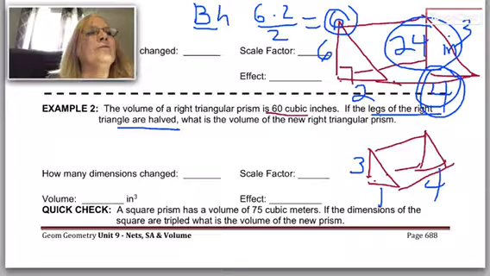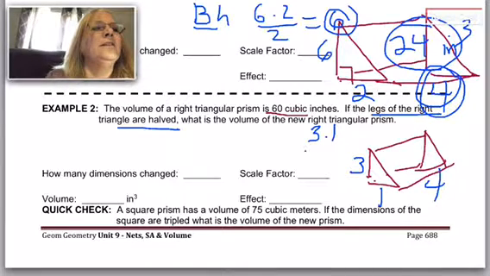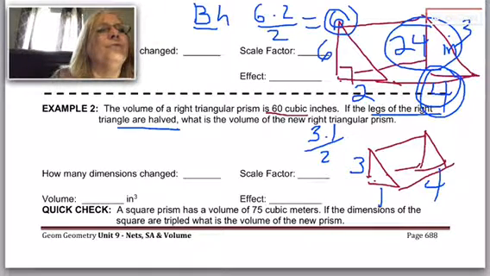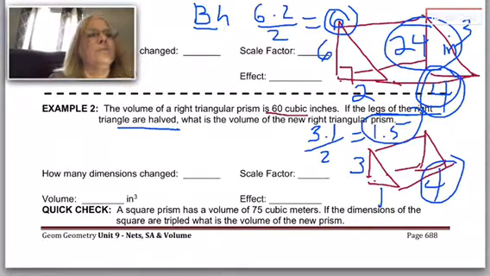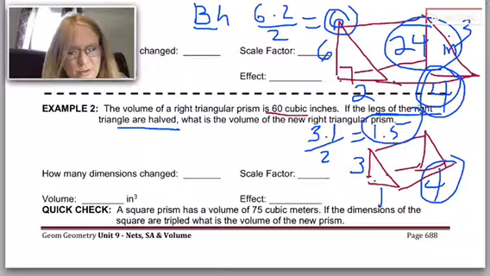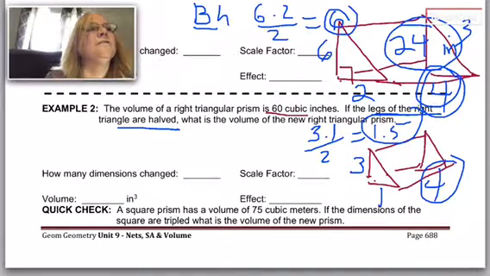And now we've halved those dimensions of only the legs of the right triangle. So now I have 3 times 1 divided by 2, so that is going to be 1.5. And I'm going to multiply that times the height of the prism, which is 4. So 1.5 times 4 is 6.